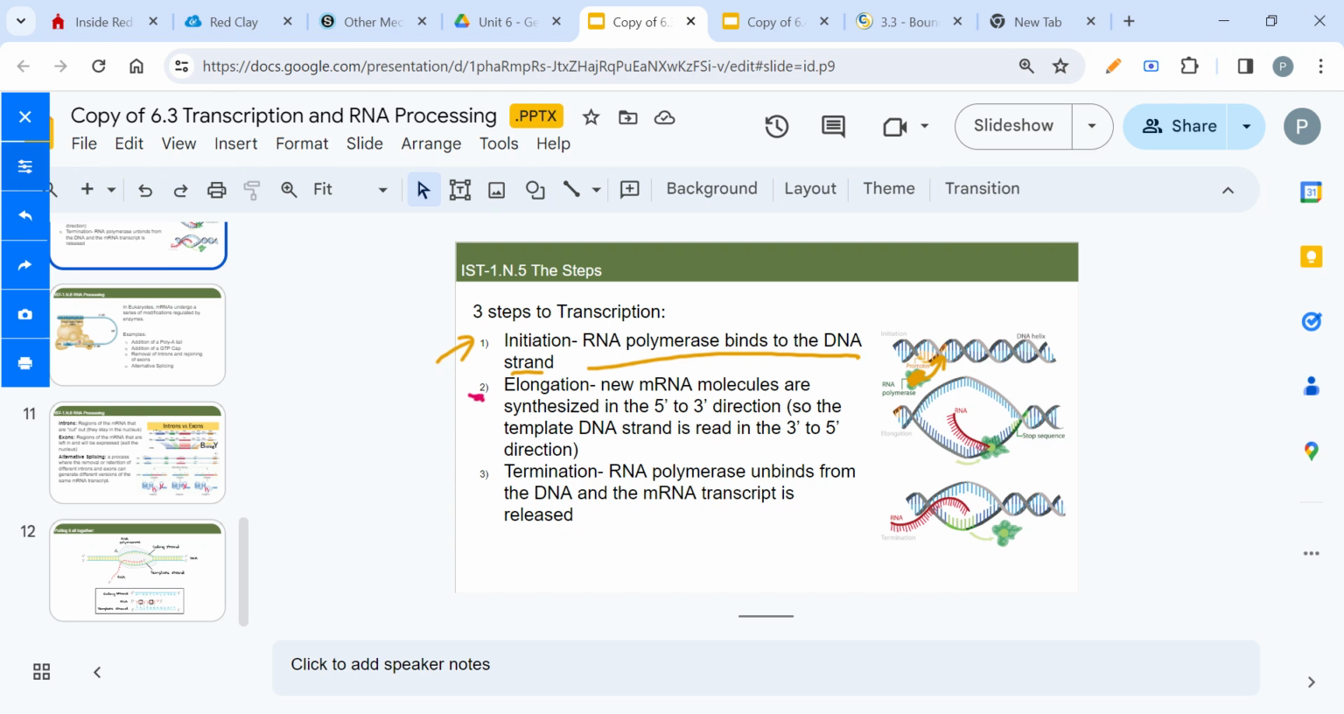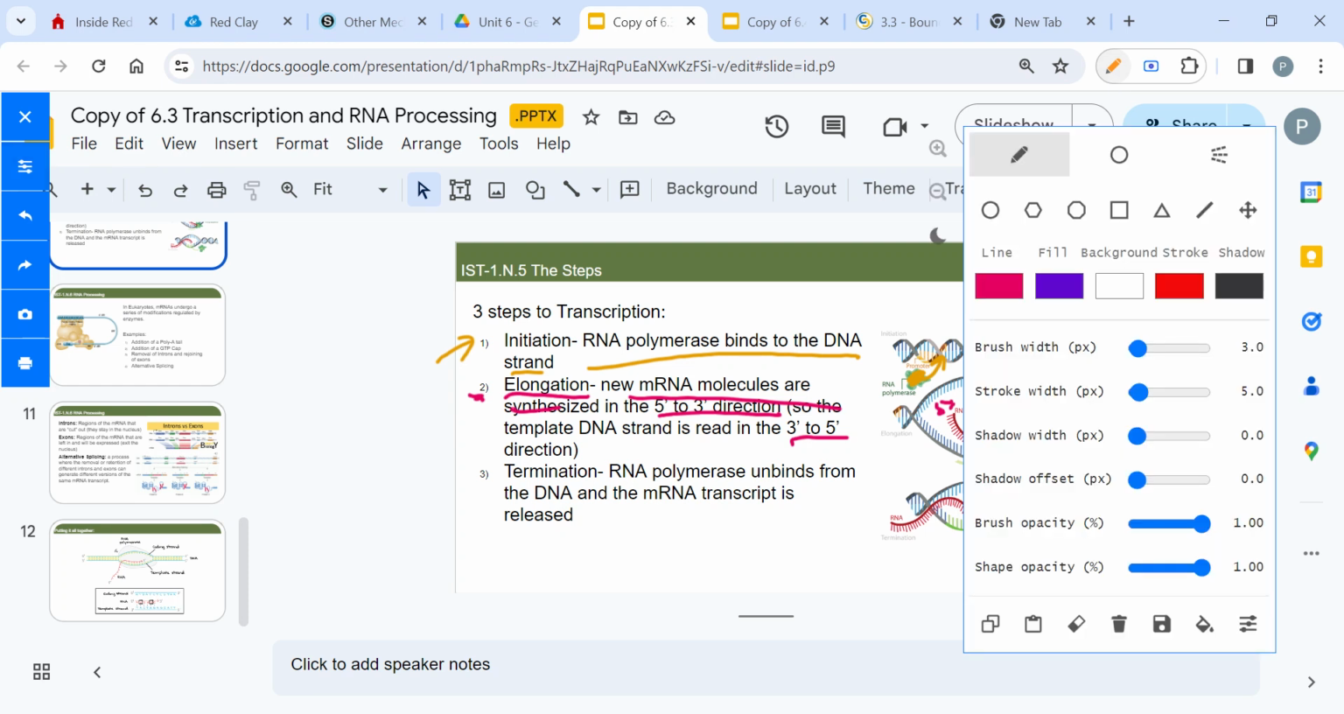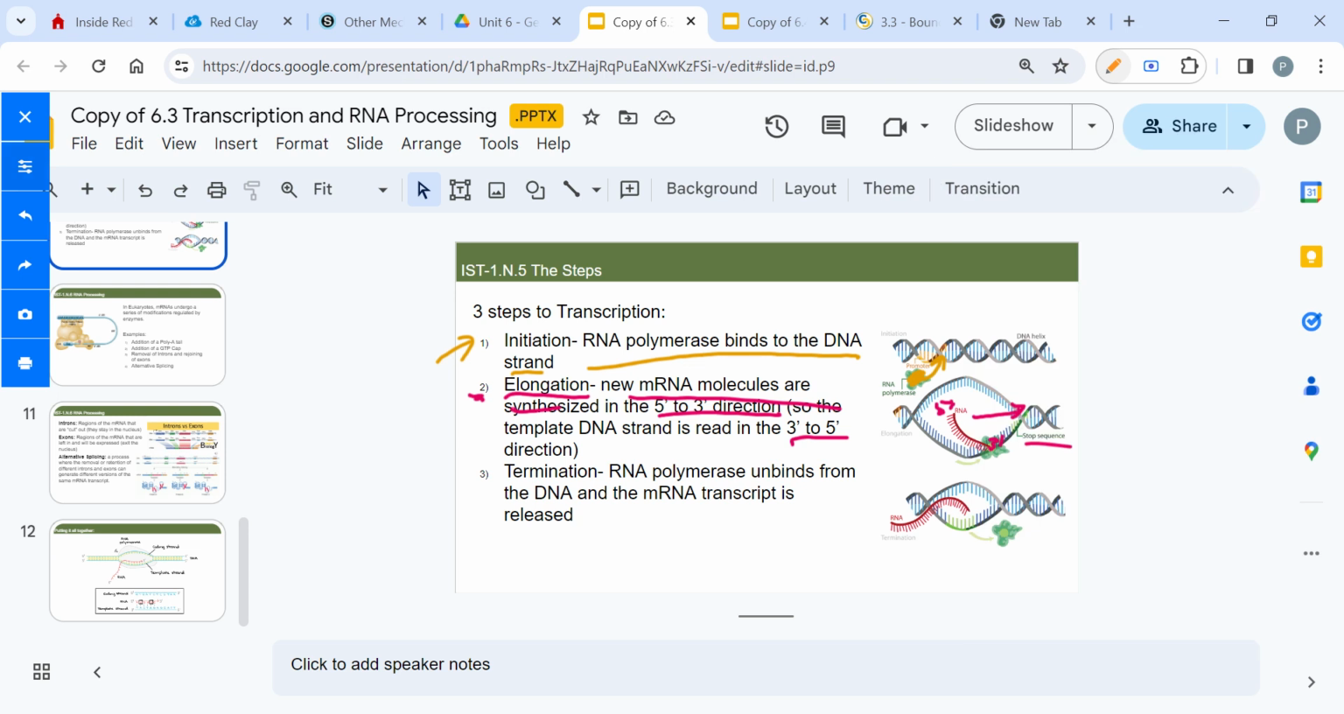Step number 2, elongation. The mRNA sequence is being synthesized from 5 to 3, and we read the template on the 3 to 5 side. So as this is going up, we are building this 5 prime to 3 prime going in that direction. There's going to be a stop sequence over here, which gets us to the final part, termination. The RNA polymerase unbinds, we stop, and the mRNA sequence is now done.